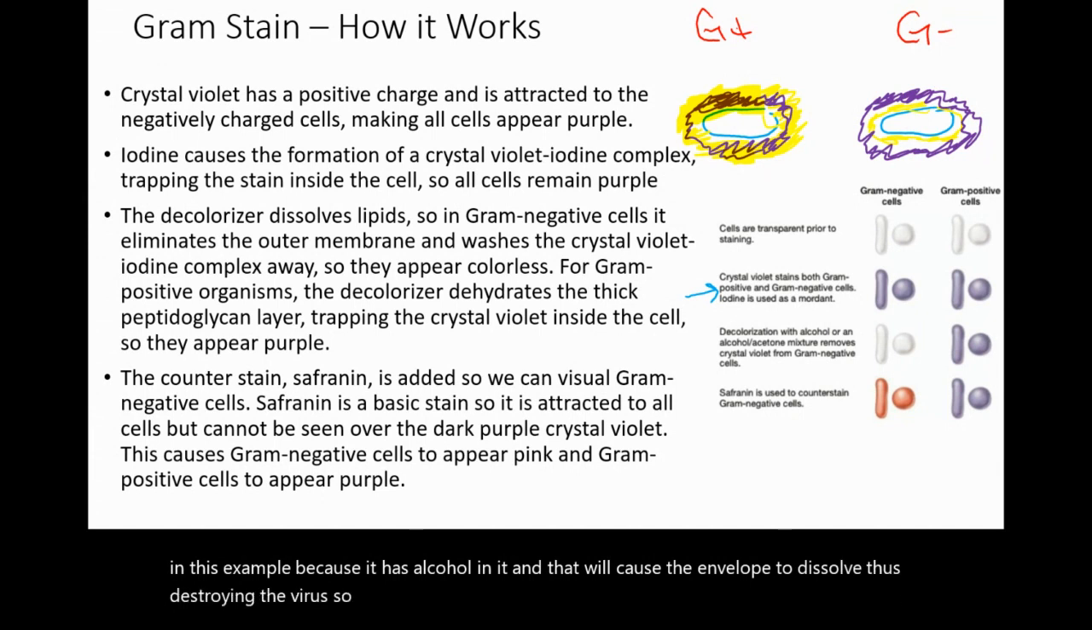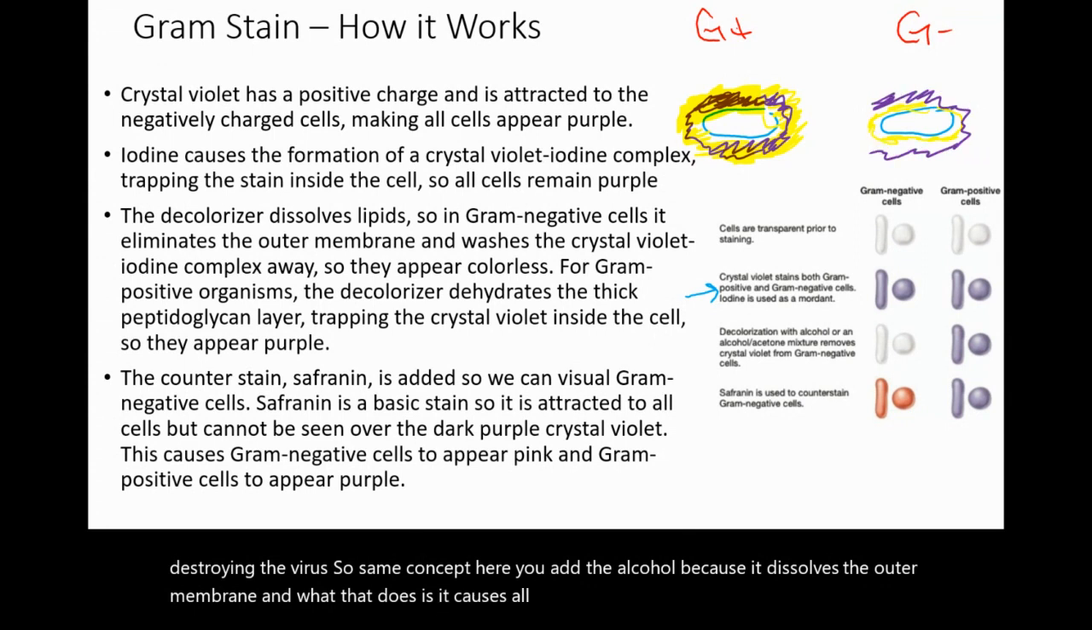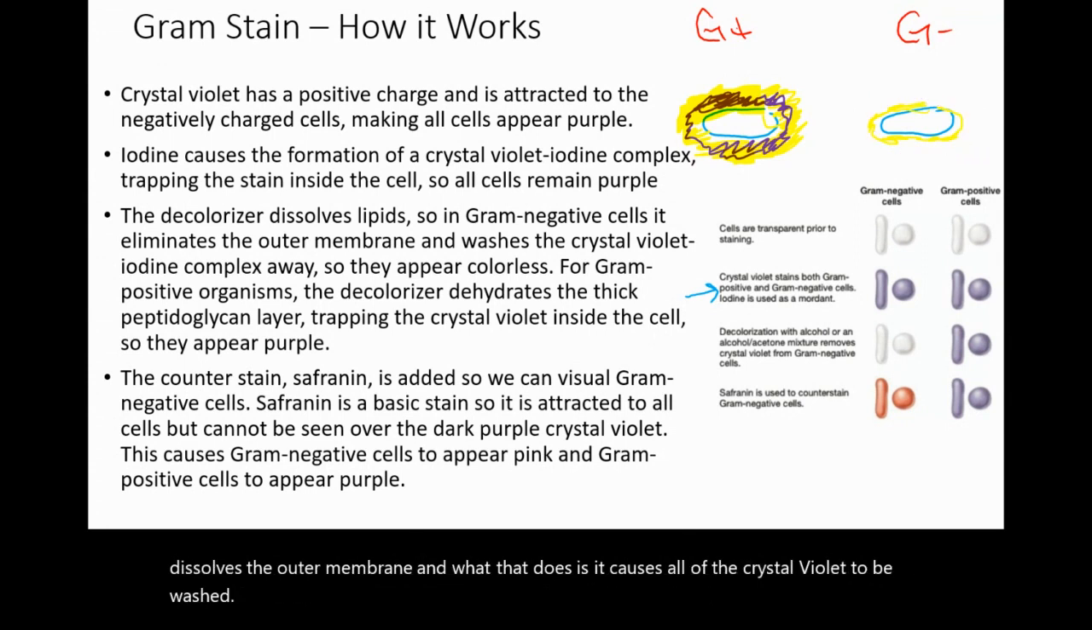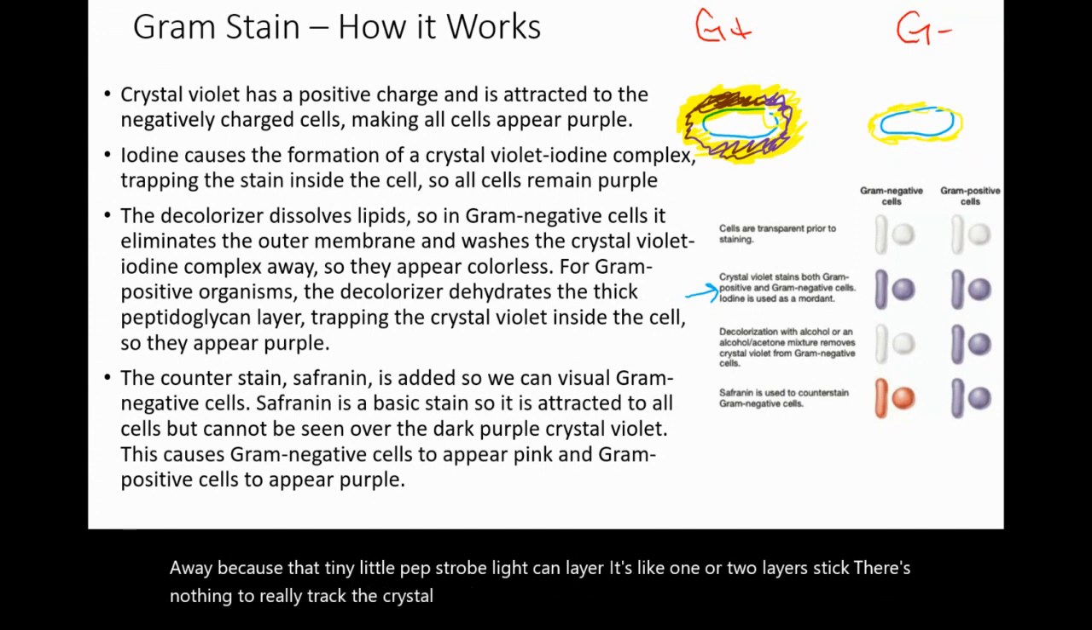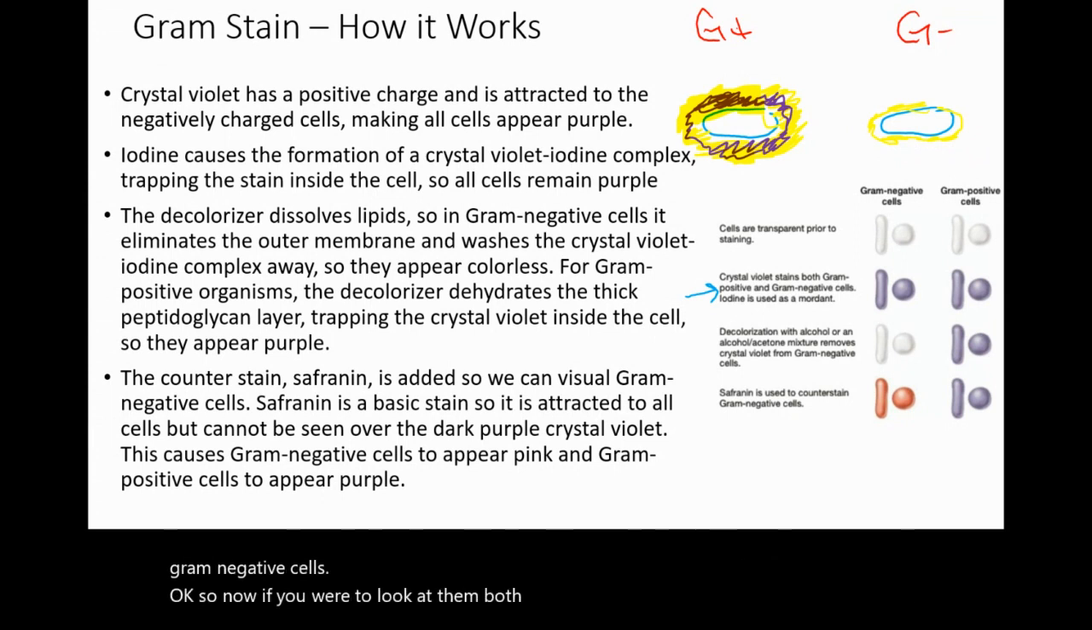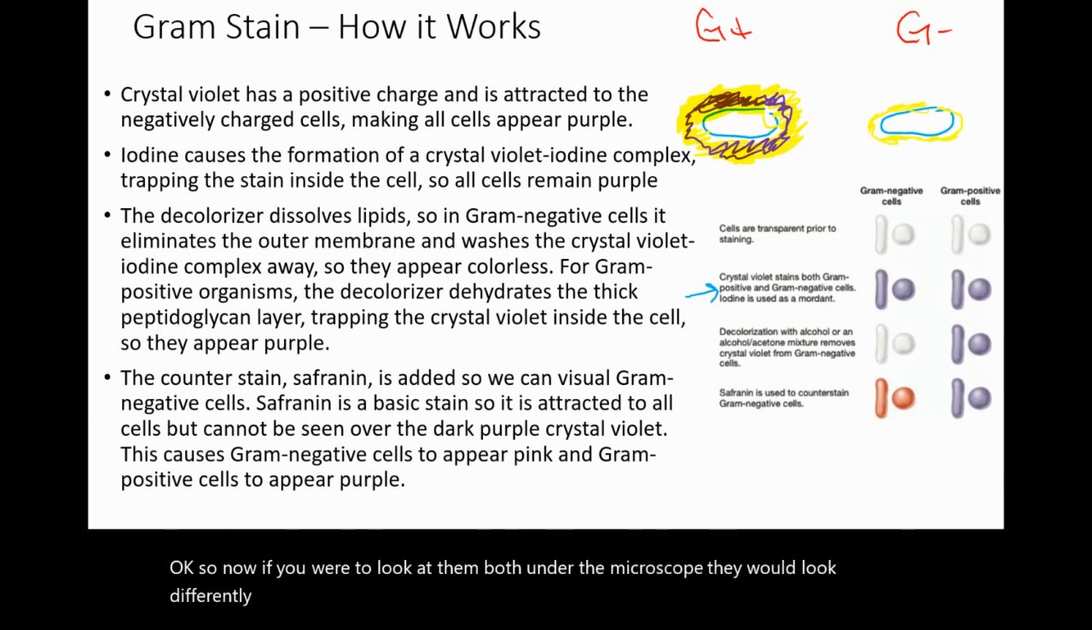So same concept here. You add the alcohol because it dissolves the outer membrane, and what that does is it causes all of the crystal violet to be washed away, because that tiny little peptidoglycan layer, it's like 1 or 2 layers thick. There's nothing to really trap the crystal violet. So at this point, the crystal violet is washed away from gram-negative cells. Okay, so now if you were to look at them both under the microscope, they would look differently. Your gram-positives would still be purple, but your gram-negatives would be colorless.